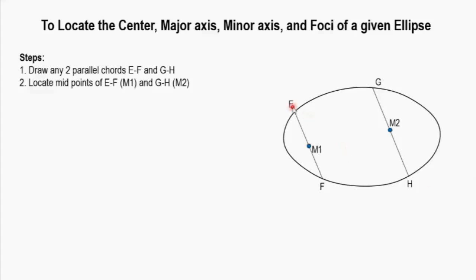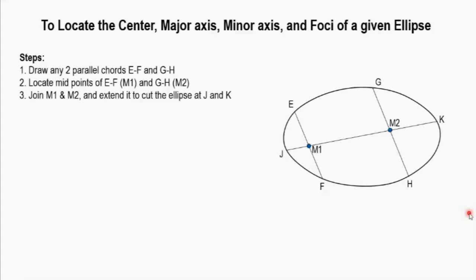We know how to locate the midpoint of a given line. So locate the midpoint of EF as M1, midpoint of GH as M2, join M1 and M2 and extend to cut the ellipse at two points J and K. The midpoint of JK is the center of the ellipse O. We know how to bisect a given line, so bisect the line JK, that midpoint of JK is the required center of the ellipse O.